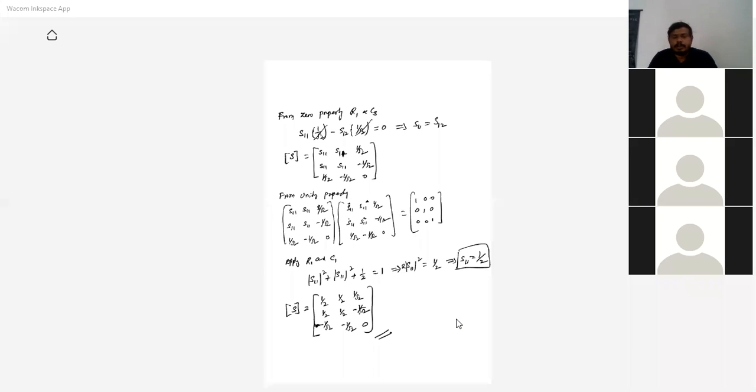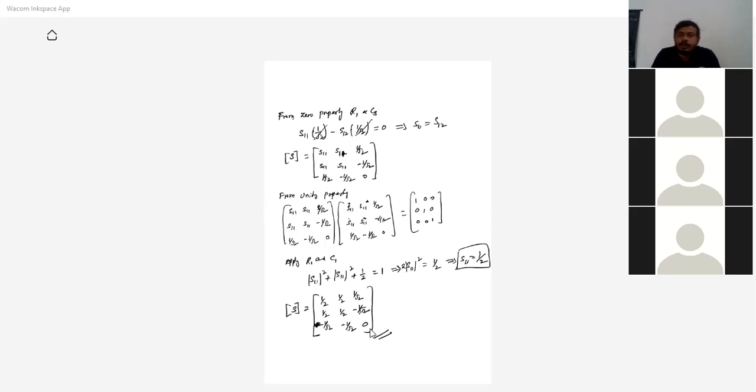S matrix for E plane T: 1 by 2, 1 by 2, 1 by root 2, 1 by 2, 1 by 2, minus 1 by root 2, 1 by root 2, minus 1 by root 2, 0. So only a small difference in the H plane T and E plane T. Next we go for the S matrix for the magic T.